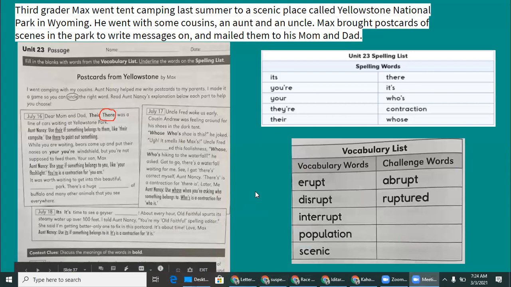So use your context clues to help you figure out the definitions of the words and fill in the blanks on Schoology and submit it to your teacher.